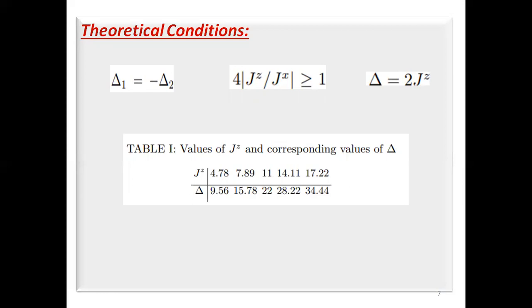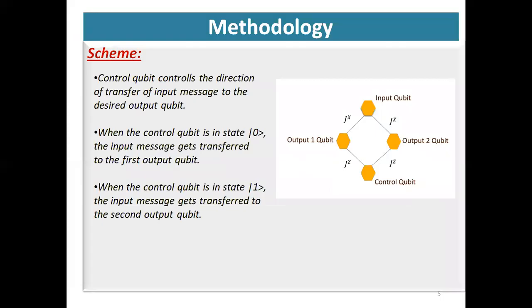These are the conditions we have followed here: delta 1 equal to minus delta 2, 4 times JZ by JX should be greater or equal to 1, and delta should be equal to 2 times JZ. When we exactly follow these conditions, such that we set this detuning as delta 1 equal to minus delta 2, only then we can observe that when the control qubit is in the zero state, the first output qubit and the input qubit are resonant. I was talking about this in the previous slides.